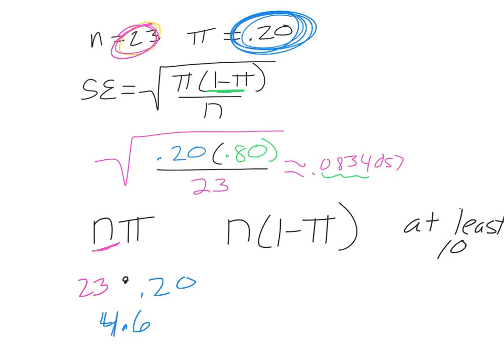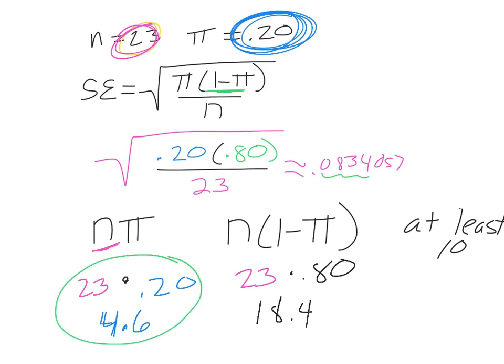Not that there's any point in doing the second test, but I'm going to go ahead and do it anyway just to show you. So again, I'm going to take that n value, and instead of multiplying it by 0.20, I'm going to multiply it by 0.80. So that gives me 18.4. So even though this one is greater than 10, the fact that we have this one that is not means that we cannot assume normality.